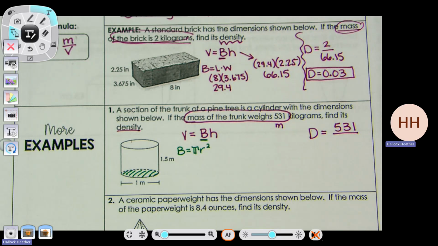What is your radius? 0.5. Okay, 0.5 squared, times pi. This is good. Okay, so now you have to find the radius. Not 1, 1's the whole. Yes.